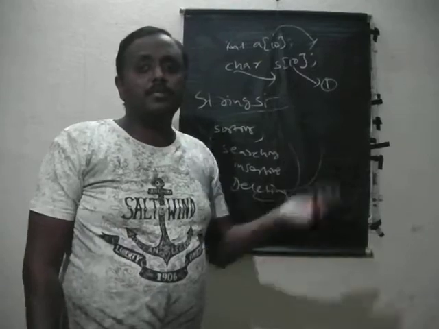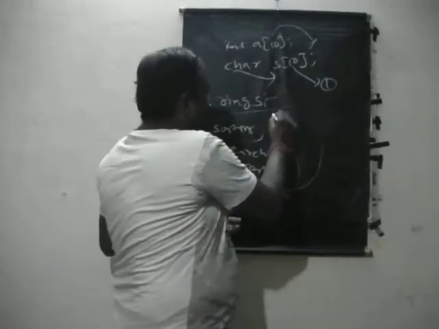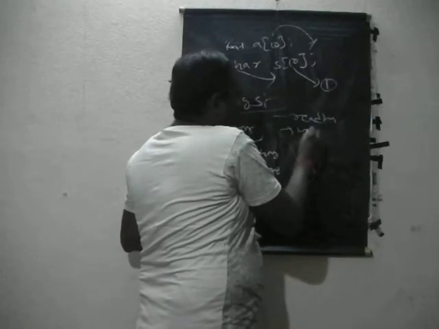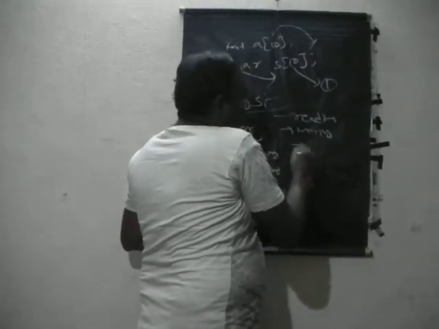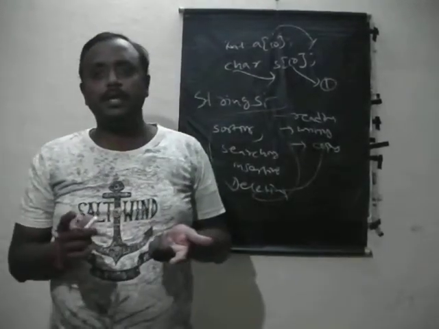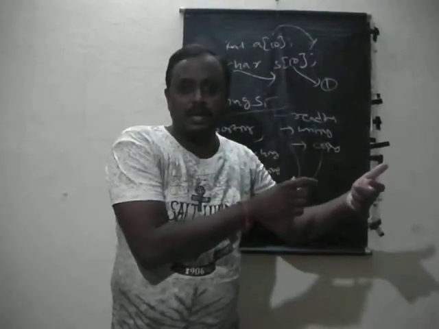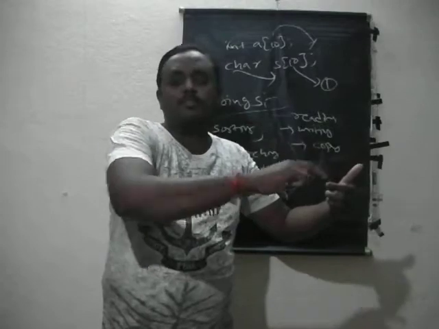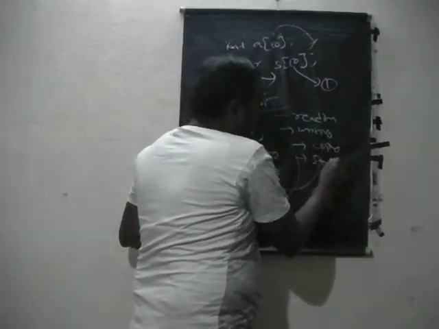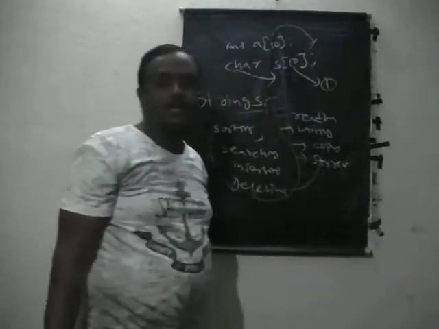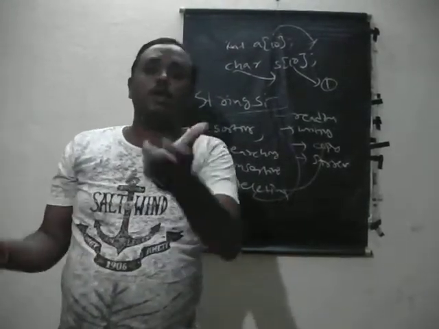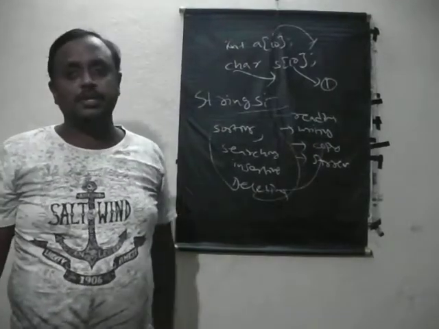So what operations are expected here? Naturally, first of all, reading, then writing a string. Then copying from one string to another string. What do you mean by copying here? For example, I take one name and copy the same name into another string. Then string reverse. For example, if I write lyric, we have to read it from the last character also. The palindrome program is string reverse.